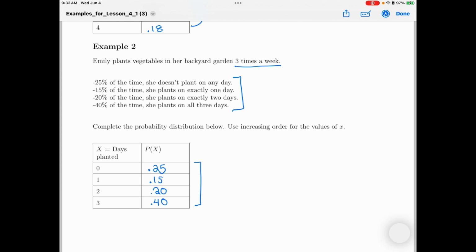0.40. Now let's check to make sure they add up to 1 to verify that this works. So if I take 0.4 and 0.2, that gives me 0.6. If I take 0.25 and 0.15, that gives me 0.4. And when I add 0.4 and 0.6, we get the sum is 1. So this works.